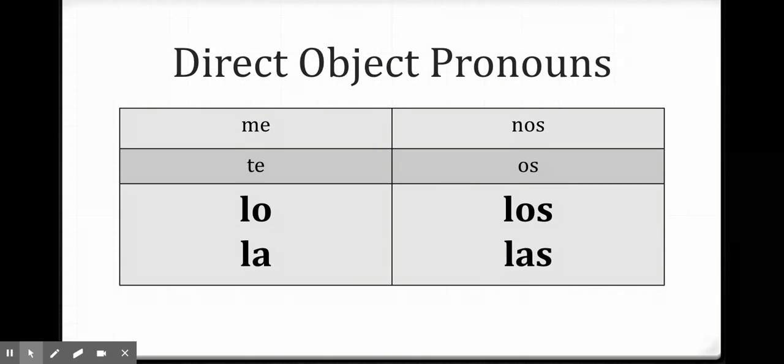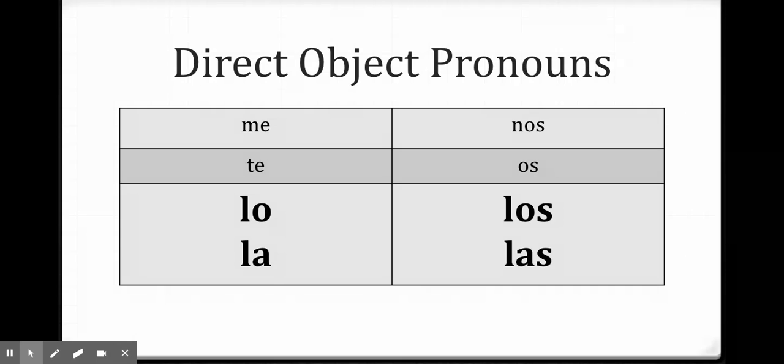Here are your direct object pronouns. Notice that me, te, nos, and os are the same as indirect object pronouns. So that's easy. The bottom part, lo, la, los, las, is what we're primarily going to be focusing on. We are not going to really use the me, te, nos, and os. Me, te, nos, and os are if our direct object is a person. Our direct object is rarely a person. 90% of the time, it's going to be a thing.